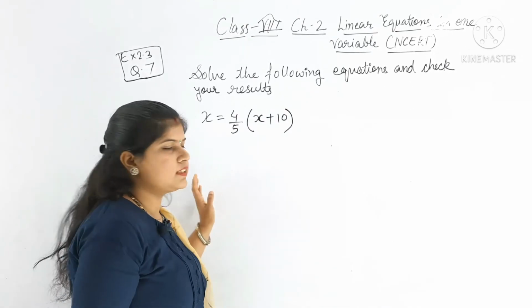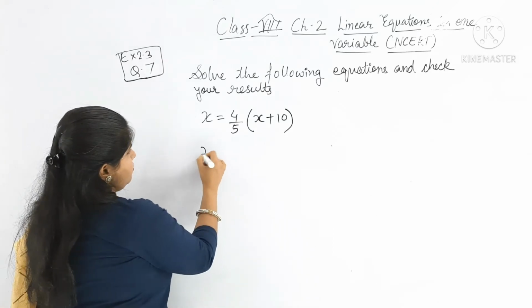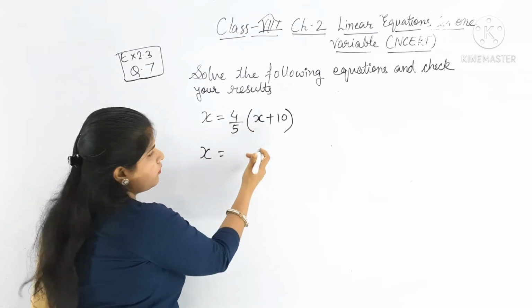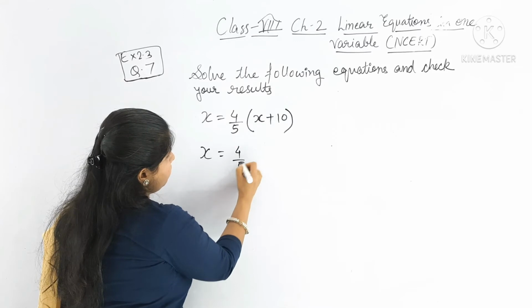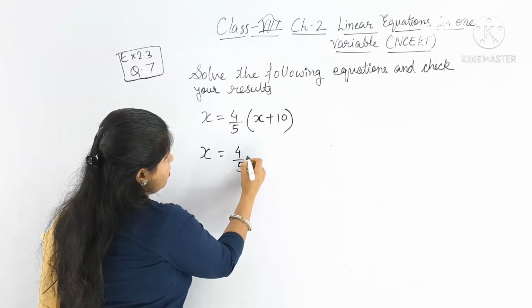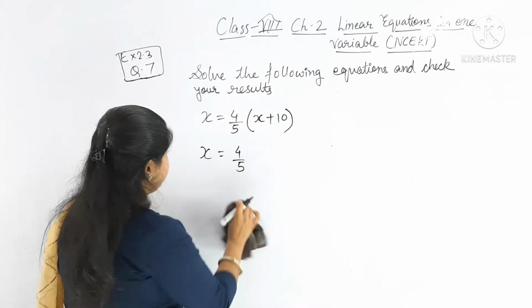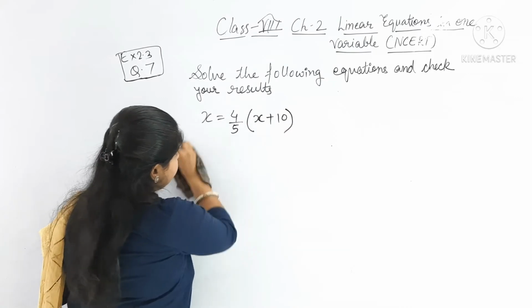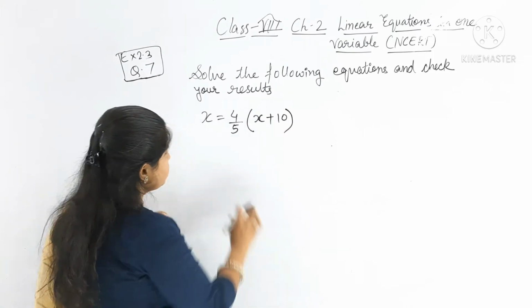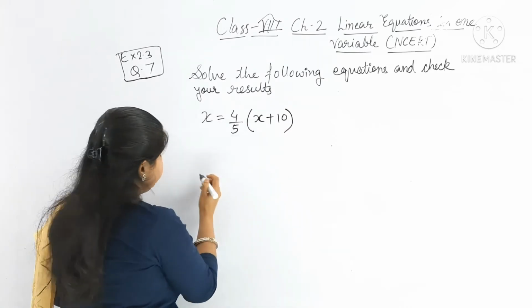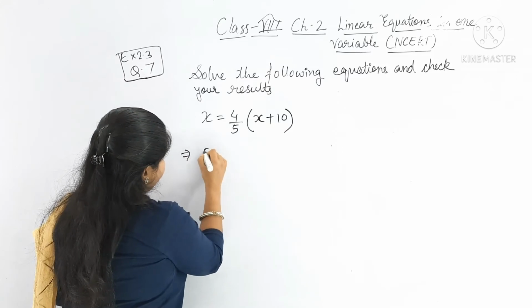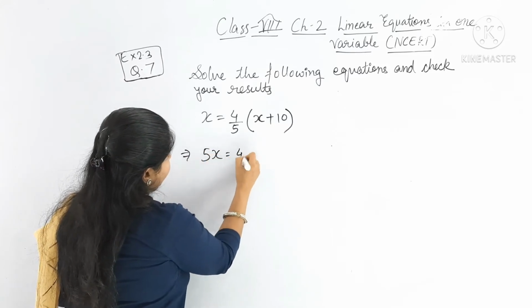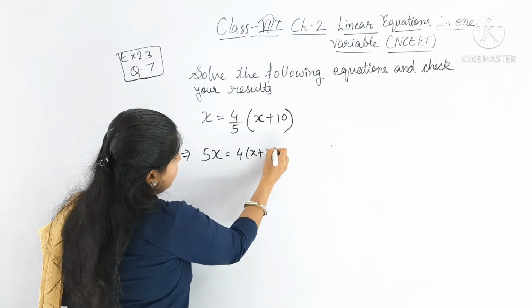Okay students, let's see question number 7. Here we have to solve first this equation, that is 4 by 5. Firstly, I can write like this. This 5 I can transfer to here. 5x equal to 4 into x plus 10. I can write like this.